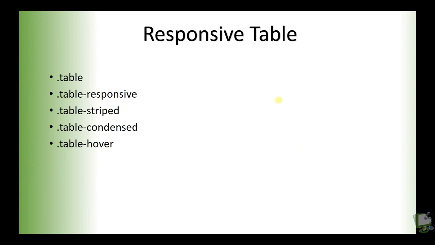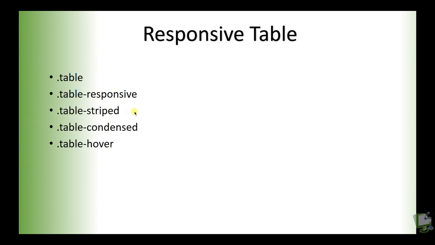Class table will define a basic layout of the table. It defines its cells and columns and provides a border around the table. Class table-responsive will make the table responsive for different device sizes.